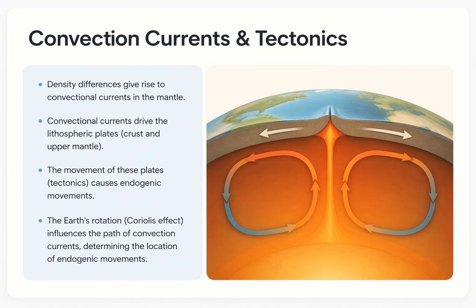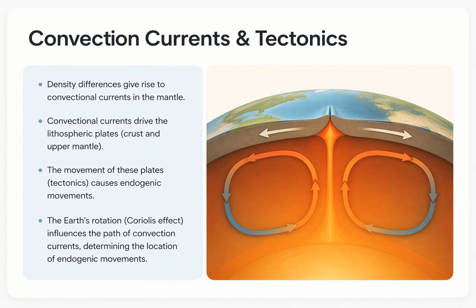Those density differences we just mentioned are crucial because they create convectional currents within the Earth's mantle. Imagine a pot of boiling water, where hot fluid rises, cools, and then sinks back down. A similar process happens with molten rock. These massive convection currents act like a conveyor belt, driving the movement of the lithospheric plates above them, a process we know as plate tectonics.